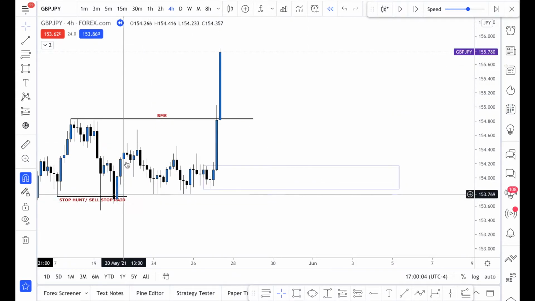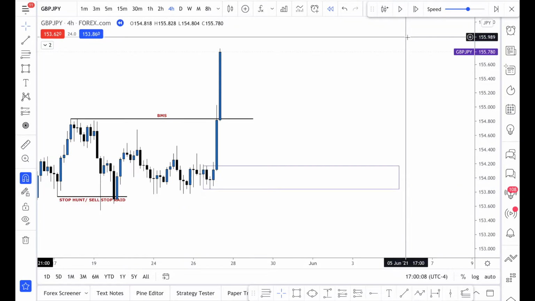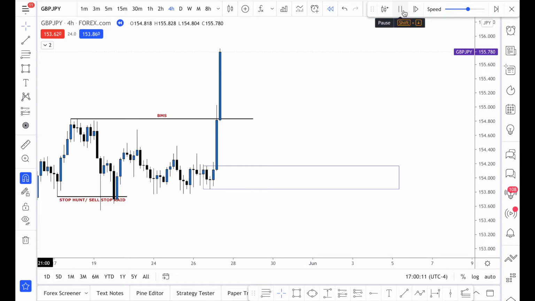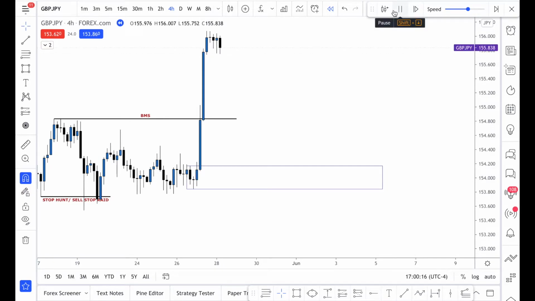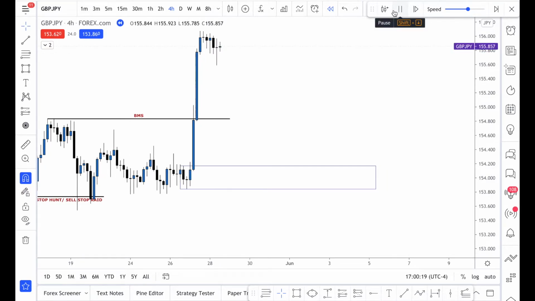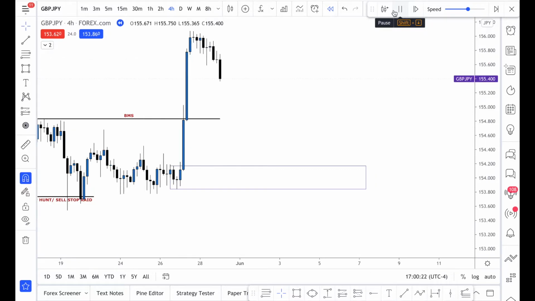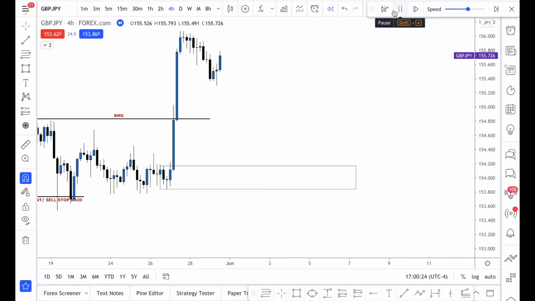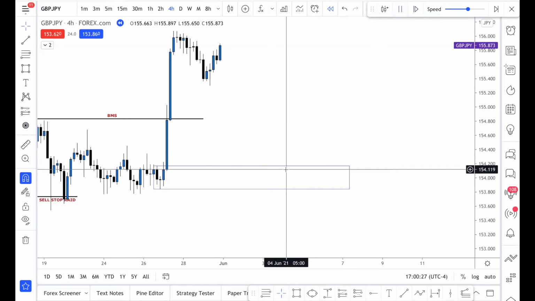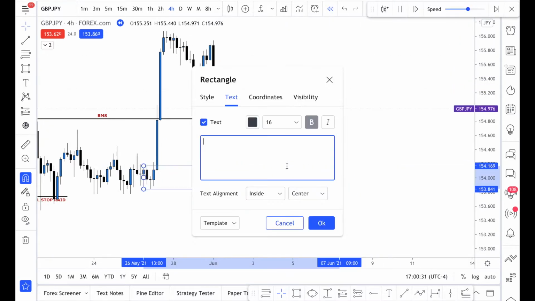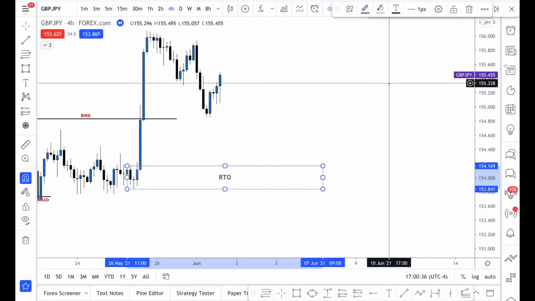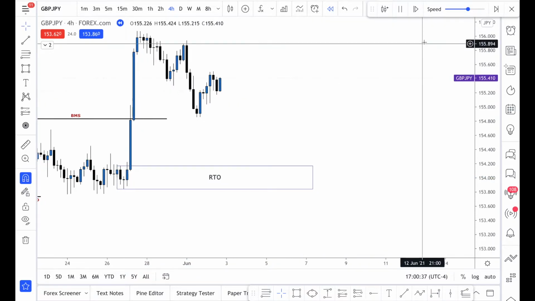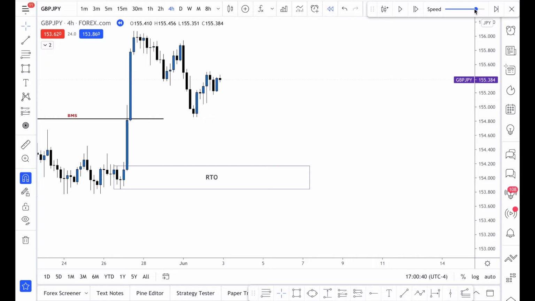So we had that sell stop raid, price continued to bounce around, we broke structure, and as you can tell, this is a 4-hour chart, so this is a lot of patience. So price is going, it's bouncing around. Let's speed it up just a tad bit.